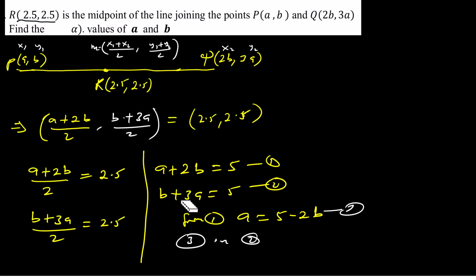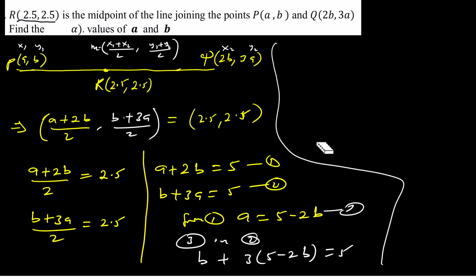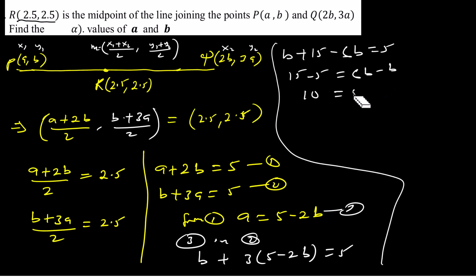So go to equation 2, where you see a, put 5 minus 2b there. So we have b plus 3 times a, but a is 5 minus 2b, equals 5. So we have b plus 15 minus 6b equals 5. So we have 15 minus 5 equals 6b minus b. 10 equals 5b. Therefore, we divide both sides by 5. b is 2.